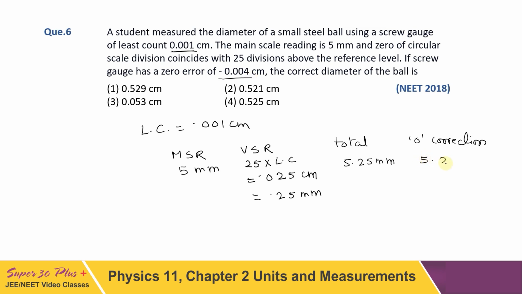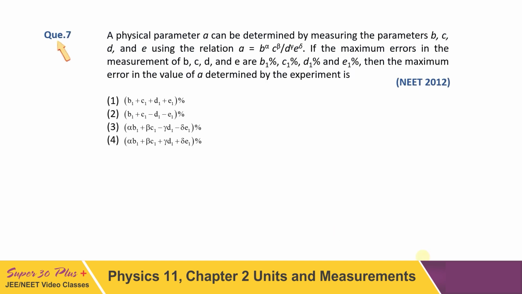So it has to be 5.25 plus the zero error, which is given here in centimeter. So first convert it to millimeter. So that will be 0.04 millimeter. Add this with 0.04. You will get the final answer as 5.29 millimeter. And if written in centimeter, that is 0.529 centimeter. As you all can see, the first option is correct. Move to question number 7.